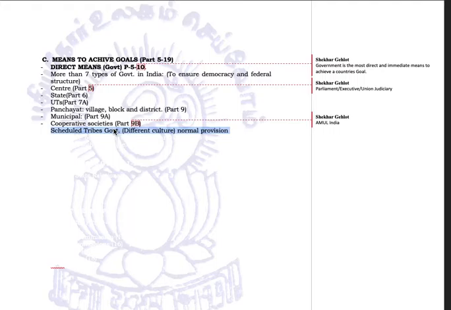Then we have scheduled tribes and scheduled areas government. So now we have more than 7 types of government in India, and these are the direct means to achieve those goals, and it runs from part 5 to 10 of the Constitution of India. First is central government, state government, union territories, panchayat raj government, municipal government, cooperative societies, and then administration of scheduled tribe areas.